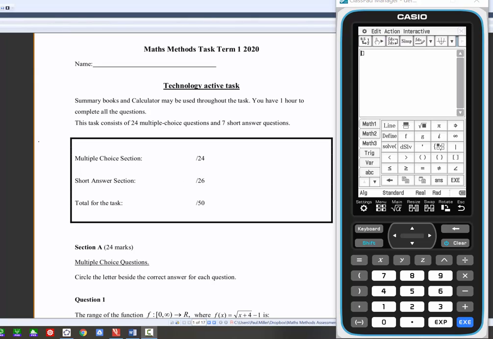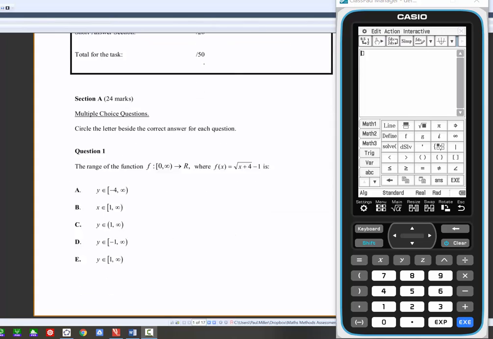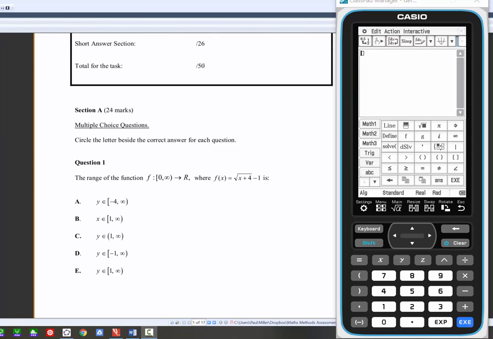All right, here's the solutions to the multiple choice section of the recent methods task, I suppose we'll call it. So what I'll do in this video is work the MC questions. In the next video, I'll work the short answer questions. So let's see how fast we can knock this over.